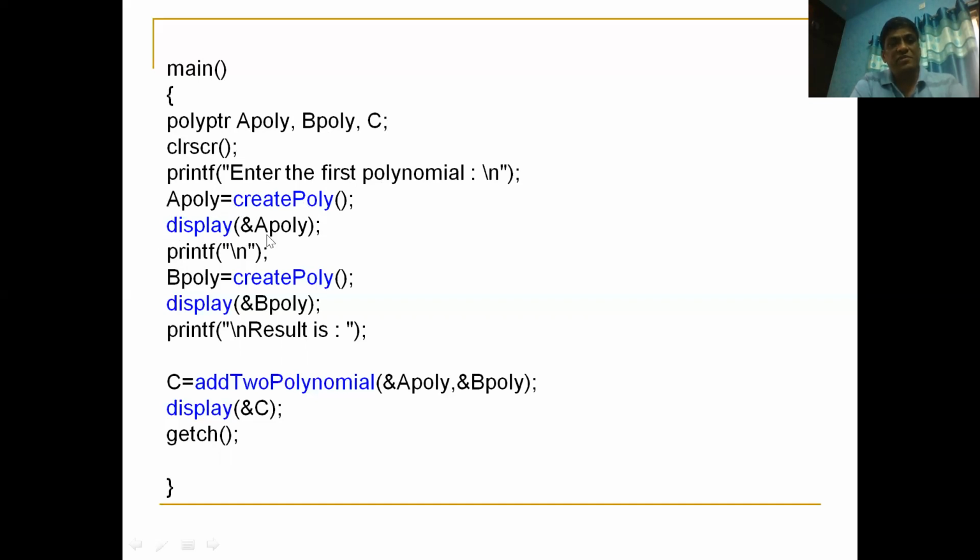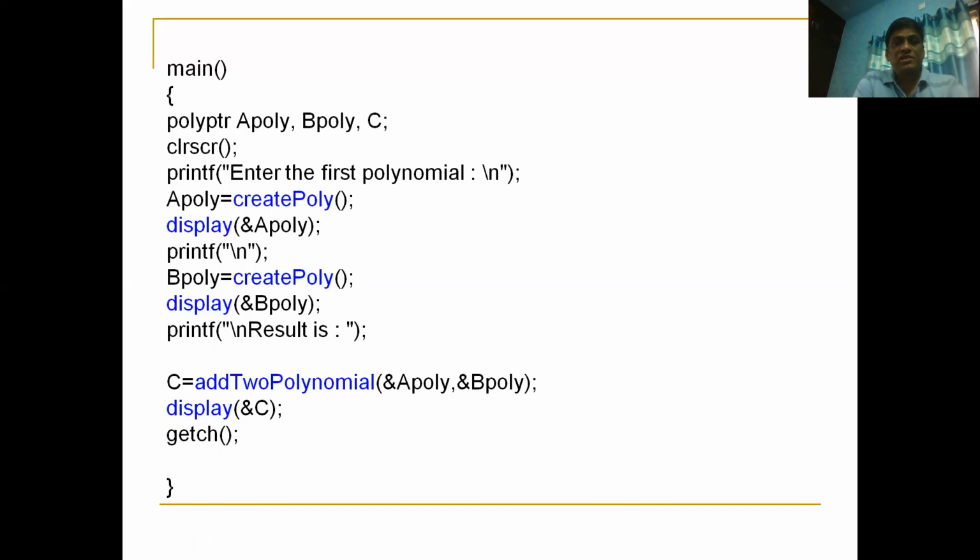And immediately I am displaying it. And b poly is equal to create poly for creating the second polynomial, displaying it. And finally, I'm calling the function add to polynomial and sending these two, ampersand a poly comma ampersand b poly, and the result will be returned into C. And I am displaying that C. Okay, so this is how you can add up any given two polynomials, right?